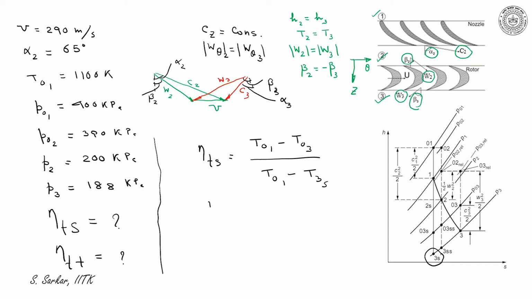And eta total to total is equal to T01 minus T03 divided by T01 minus T03s. That is, it is defined with respect to the isentropic condition at exit. For the nozzle, I can write that total temperature at inlet must be equal to total temperature at exit. Hence I can use the isentropic relation to calculate static temperature at exit.